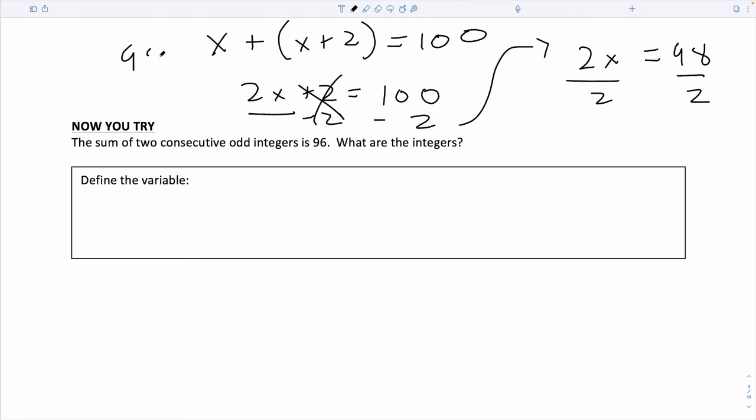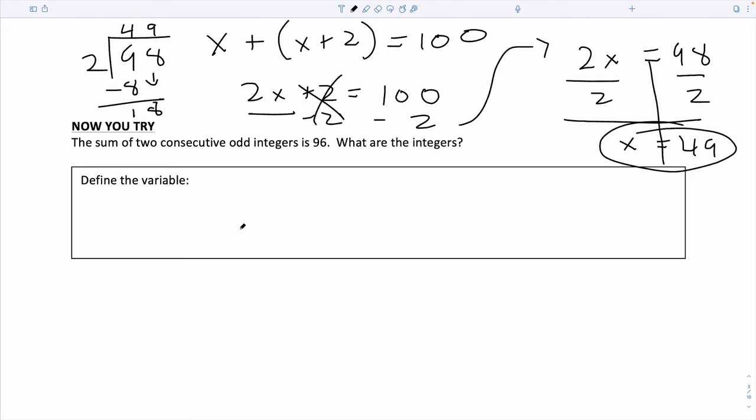Man, these numbers are getting a little annoying because they're just big enough to where I can't really mentally divide them in my head. So let's throw it down to some long division. 2 times 4 is 8. 9 minus 8 is 1. Bring down your 8. 18 divided by 2 is 9. So you get x equals 49.